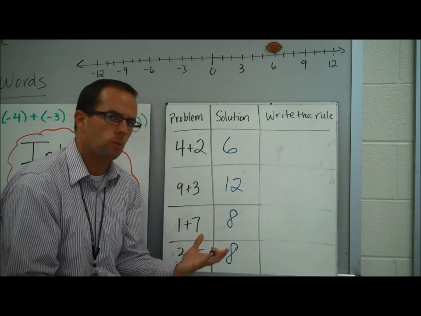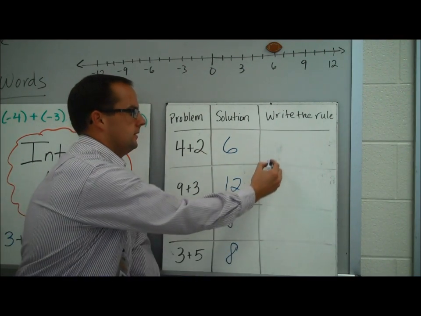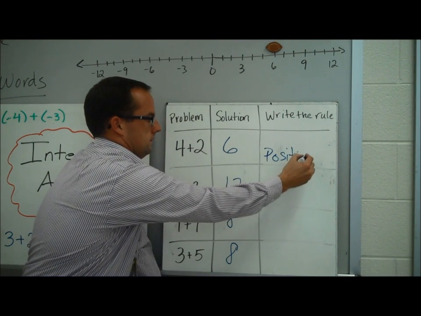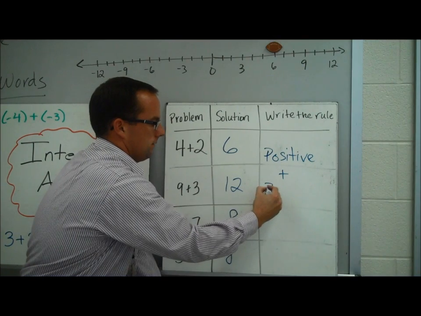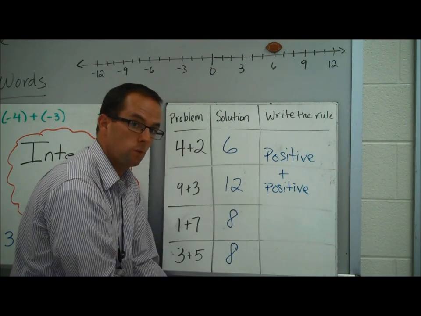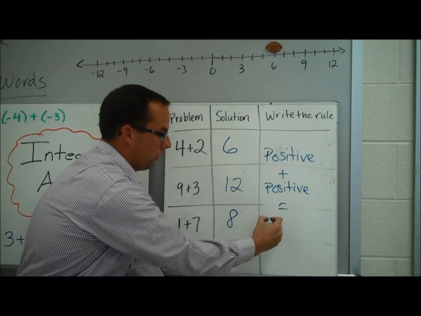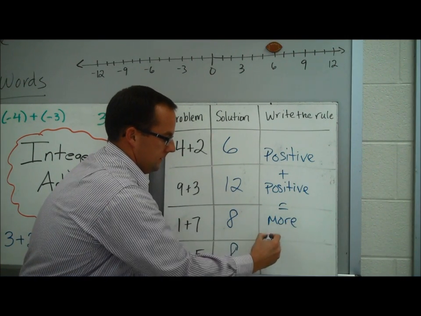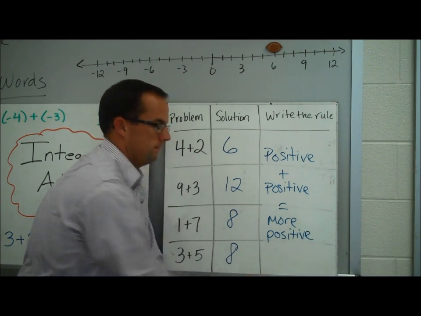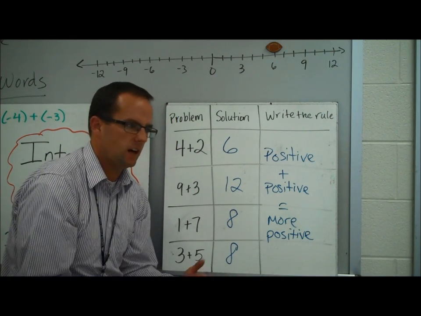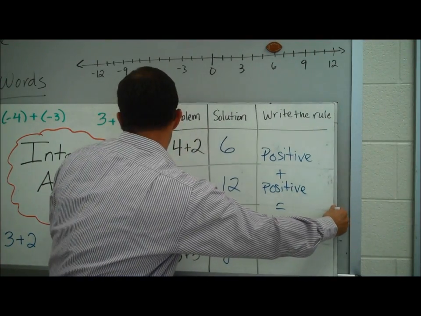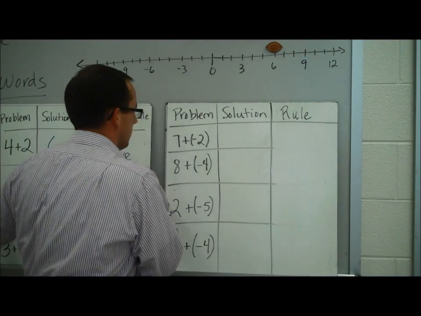So I think, all right, what's the rule? Well, positive plus a positive equals what? More positive. Or a larger positive, however you want to write it. Okay? Easy enough. So let's go ahead. It's going to get a little bit harder because we're going to talk about negative numbers now.